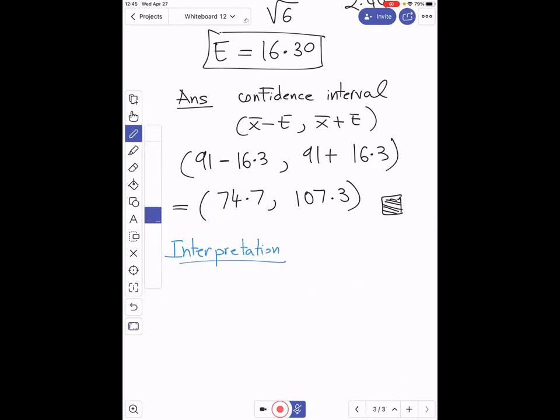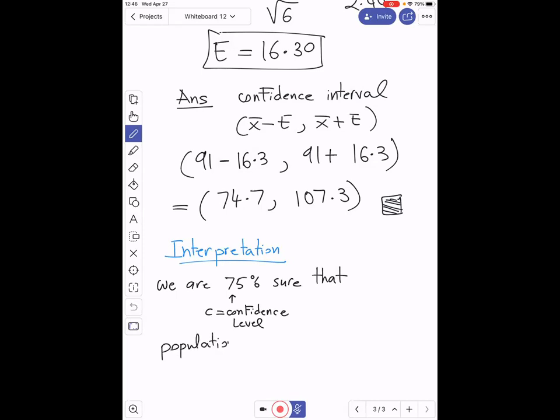So what we are saying is that we are 75% sure that the average weight of all the mountain lions is actually between 74.7 pounds and 107.3 pounds. 75% is our confidence level C. So we are 75% sure that the population average weight is between 74.7 and 107.3.